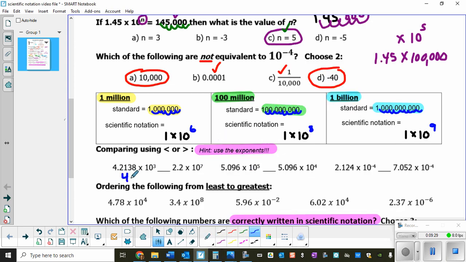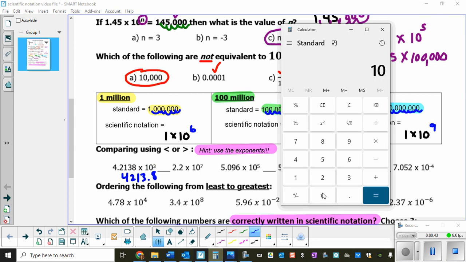This was 4,213.8. All right, now on the other side, we've got a 2.2 times 10 to the 7th. Now 10 to the 7th is right in between these, so this would be 10 million. That's 10 to the 7th. You can count 1, 2, 3, 4, 5, 6, 7 zeros. So if I multiply that by 2.2, we could see that this side is going to be 22 million. So obviously this side at 22 million is way bigger than this one in the 4,000s.